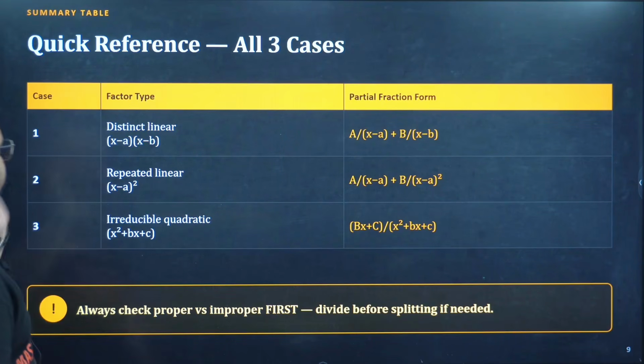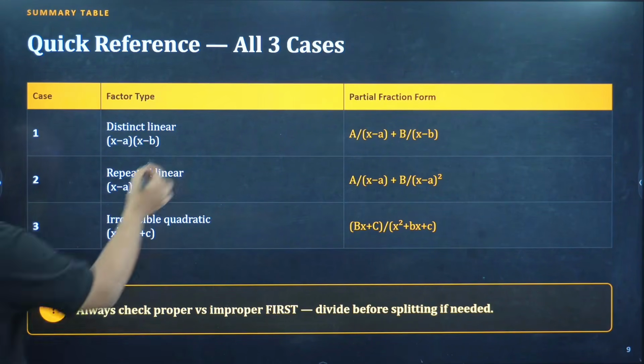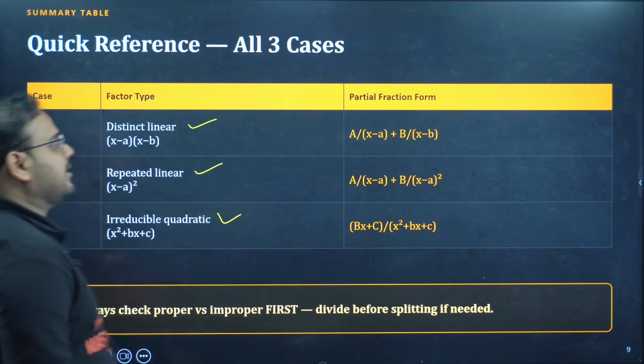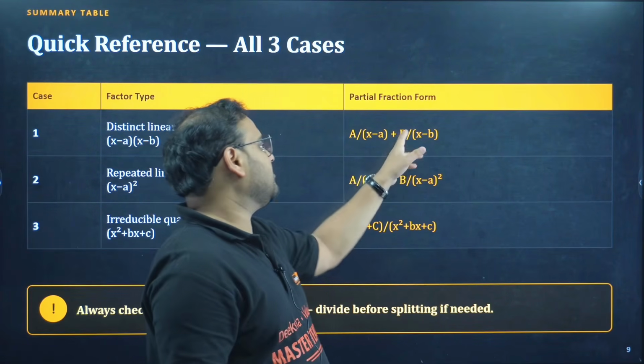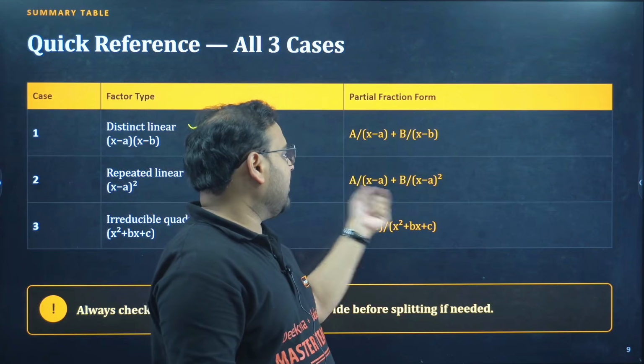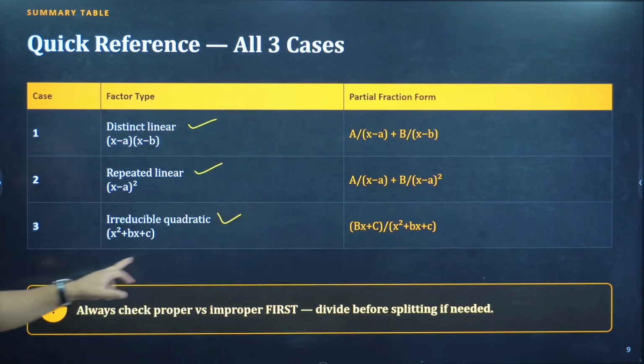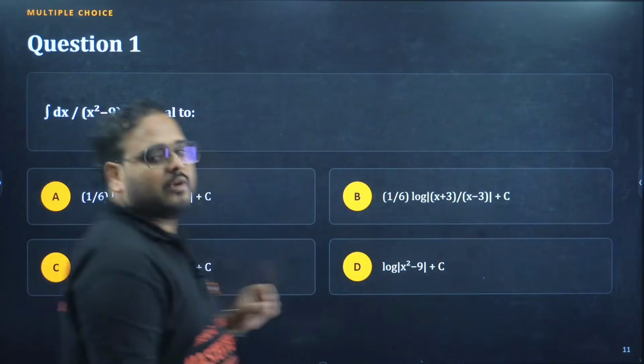Okay. Here is a quick reference to all three cases: distinct linear, repeated linear, and irreducible quadratic. The forms are a by x minus 1 and b, then you have a by the same thing repeating, and over here you'll have the linear form. Clear? Are all references clear? Okay, let's go and solve some questions now.